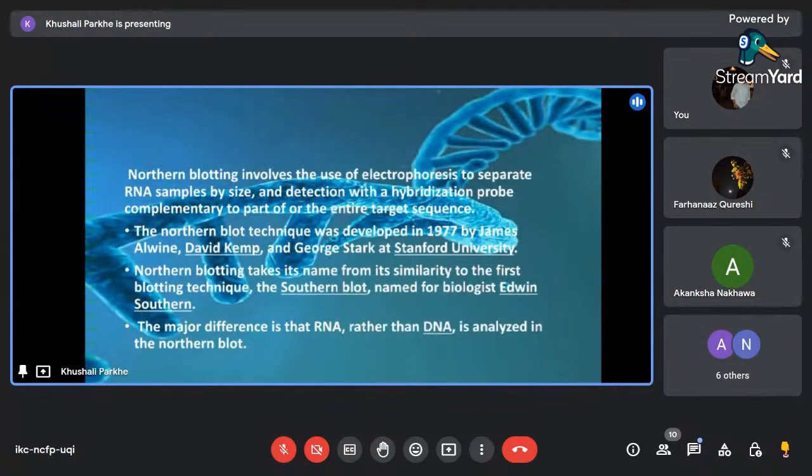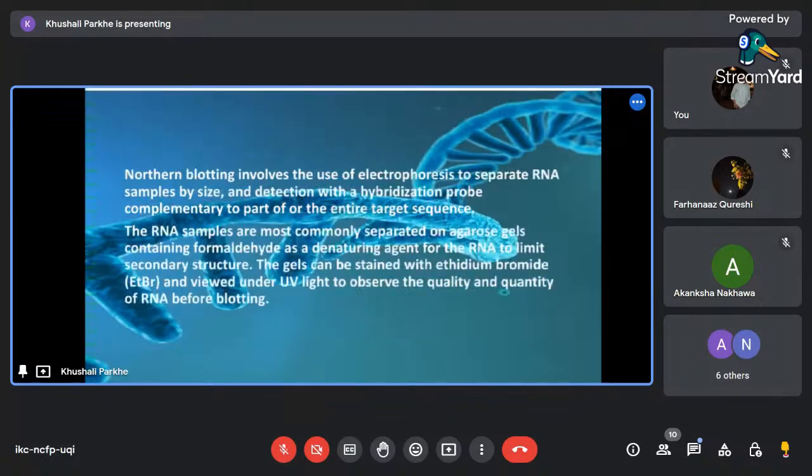Northern blotting involves the use of electrophoresis to separate the RNA samples by size and detection with a hybridization probe complementary to a part of or the entire target sequence. The Northern blot technique was developed in 1977 by James Alwine, David Kemp, and George Stark at Stanford University. Northern blotting takes its name from its similarity to the first blotting technique, the Southern blot, named after biologist Edwin Southern. The major difference is that RNA rather than DNA is analyzed in the Northern blot.